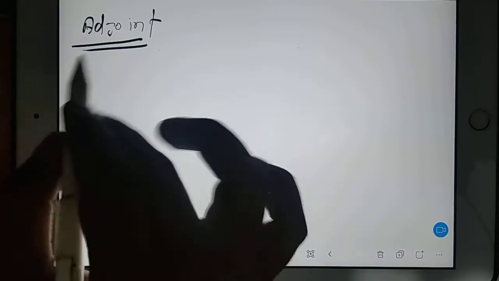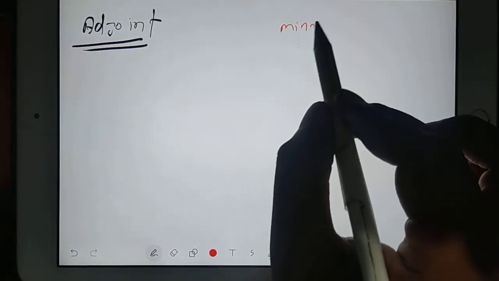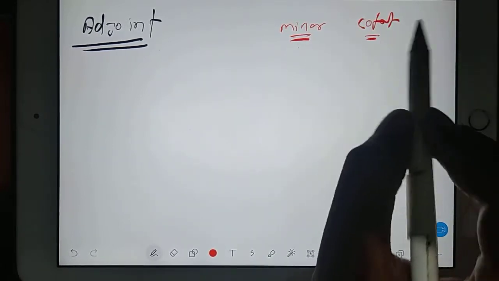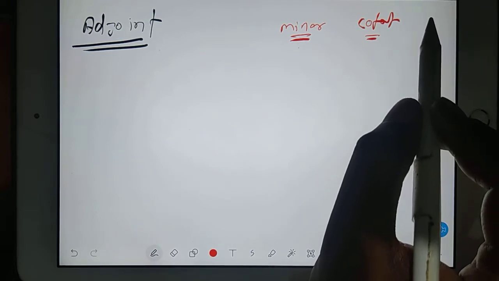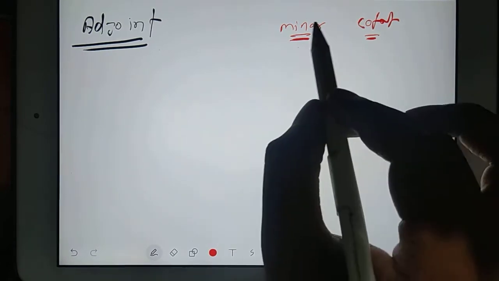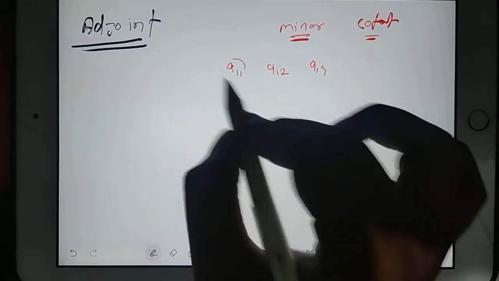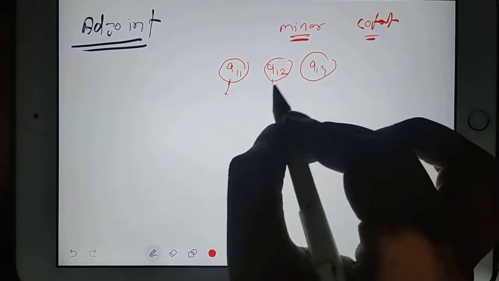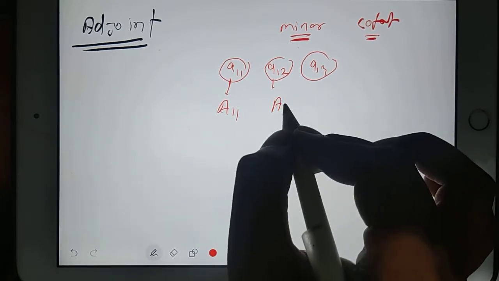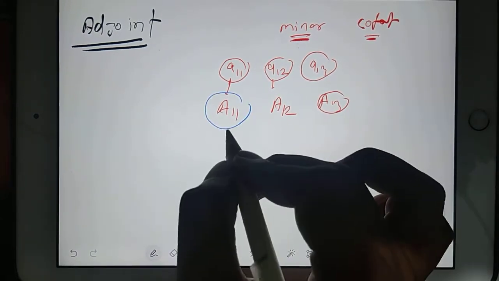What we have to do, just first to copy down this. Now I hope you are sure what is called minor, what is called cofactor. Minor is different, cofactor is different. Okay, now what we have to do, first we have to replace all the elements A11, A12, A13, whatever elements are there. Those elements we have to replace with their cofactors. What is cofactor? A11, A12, A13, they are the cofactors. Try to recall, how do we calculate cofactors?